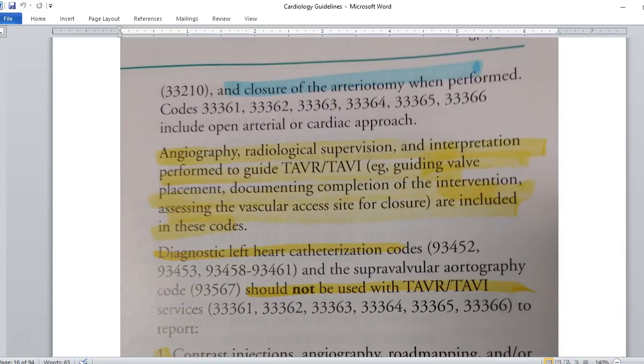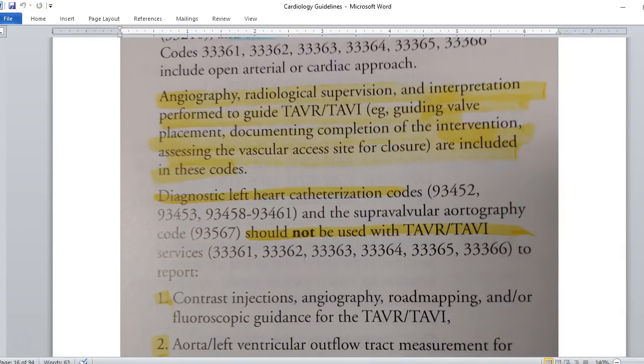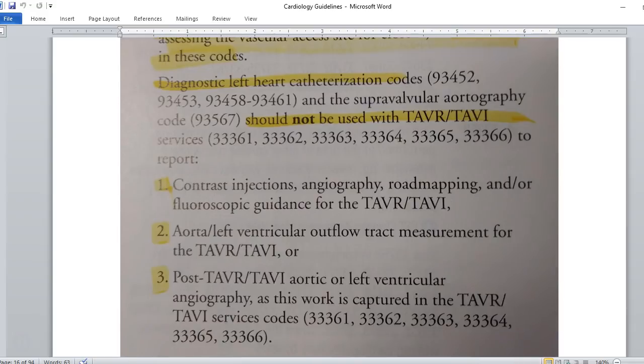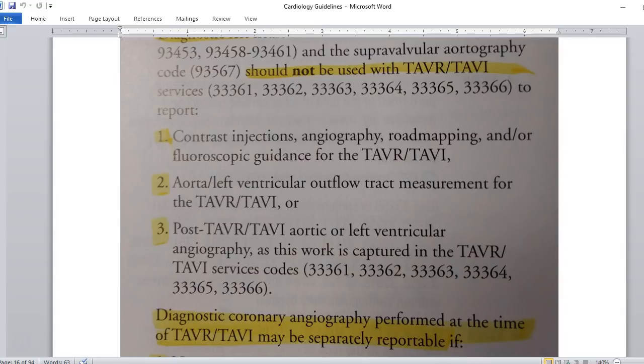But here is the issue. Diagnostic left heart catheterization and supravalvular aortographies should not be used with TAVRs and TAVIs. So they're telling us these codes should not be done together in the same surgical session, okay? So for these codes, again, all the things that are included are the contrast injections, the angiography road mapping or fluoroscopic guidance for the TAVR TAVI, the aorta and left ventricular outflow tract measurements for the TAVR TAVI. So again, being able to use contrast, seeing where we're going, looking at the flow of blood through. And then post-TAVR TAVI, the aortic or left ventricular angiography. All of this is included.